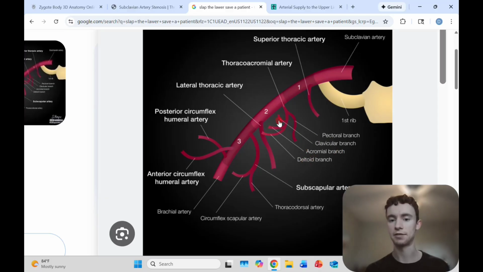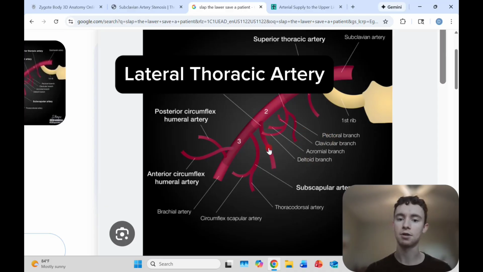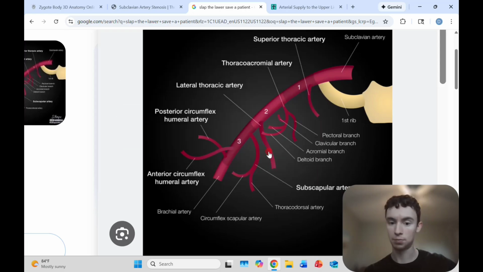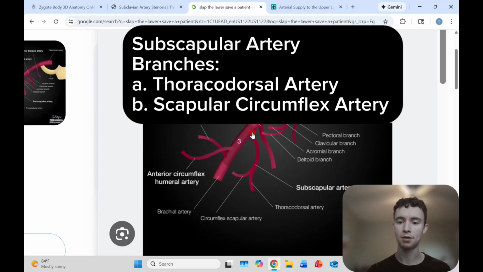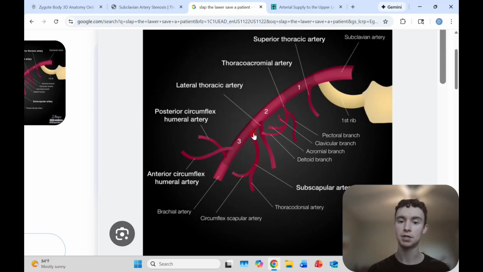Again, supplying a lot of the muscles around the deltoid, the acromion, and the pectoralis major and minor. The next one, here's the lateral thoracic artery, traveling downwards to supply that lateral rib cage, especially the serratus anterior and subscapularis. Next branch out here is finally section 3, our subscapular artery. The subscapular artery is the biggest branch off of the axillary artery right here.